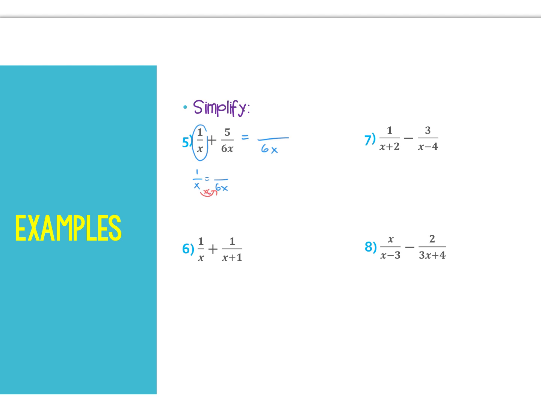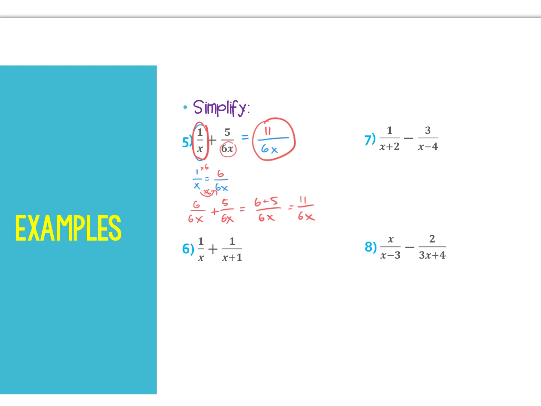Well, it's times 6, right? So 1 times 6 is 6. So 6 over 6x is equivalent to 1 over x. And so that's how I convert that one, right? When I go to the second one, notice it's already 6x. So it's just 5 over 6x. And so it's going to be 6 plus 5 over 6x, or 11 over 6x. And that's your final answer.